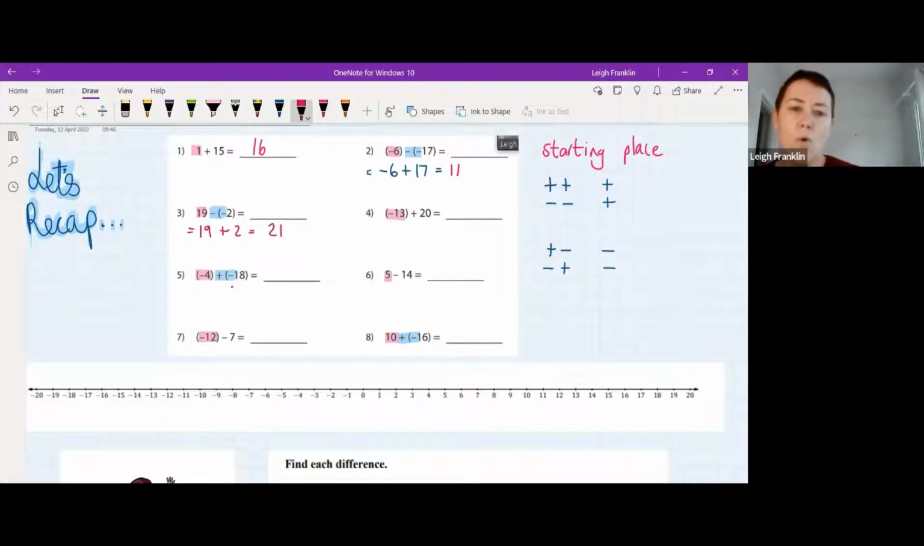Now, number 4, we are starting at a negative place on the number line. We're starting all the way down here at negative 13. When they tell us to add 20, they are saying move 20 to the right. So now I'm going to ask Bonolo, where will I end? Bonolo, if I start at negative 13 and I add 20, where am I going to end on the number line?